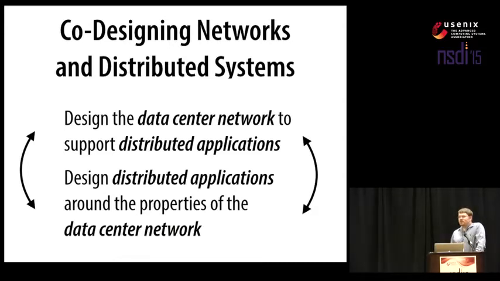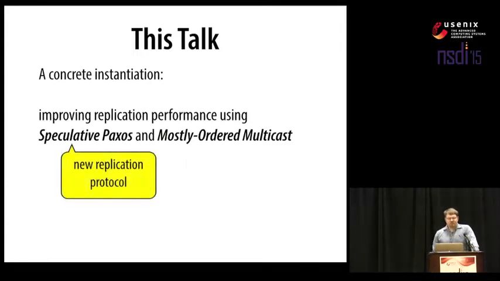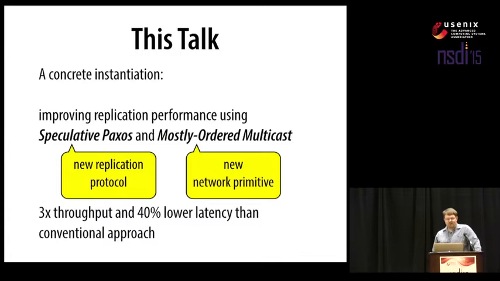In this talk, I'm going to focus on a concrete instantiation of this approach, how to use this idea to improve the performance of replication using a co-design of two ideas, a new replication protocol called Speculative Paxos and a new network primitive called Mostly-Ordered Multicast. And we'll see that this approach gives us great performance benefits. It'll give us considerably higher throughput and considerably lower latency than the conventional approach.